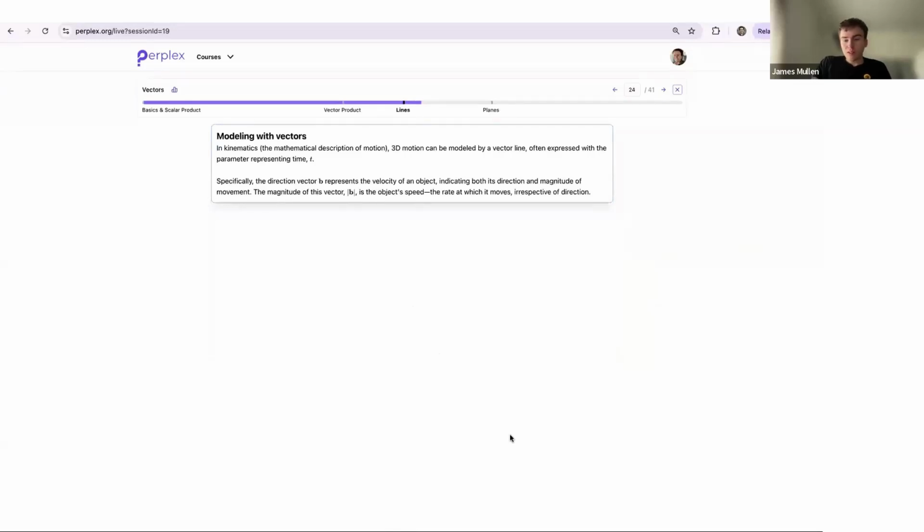One of the most common problems that shows up on the IB when it comes to vectors is using vectors to model simple kinematics, which is motion in 3 dimensions. And you can use a vector line, and instead of having a parameter lambda, we often use a parameter t to represent time. And then what happens is the direction vector, if I call it the vector b, is going to represent the velocity of the object, right? The direction that it's changing and also the size of that direction. And if I take the magnitude of b, that is going to give me the speed, okay? The rate at which it moves, irrespective of the direction, all right? So we're going to do an example now.